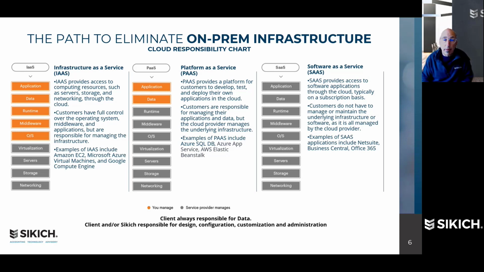It's also important to remember that although the service provider may be responsible for managing the various components within the infrastructure, we, along with the client, are still responsible for the design, configuration, customization, administration, and support.